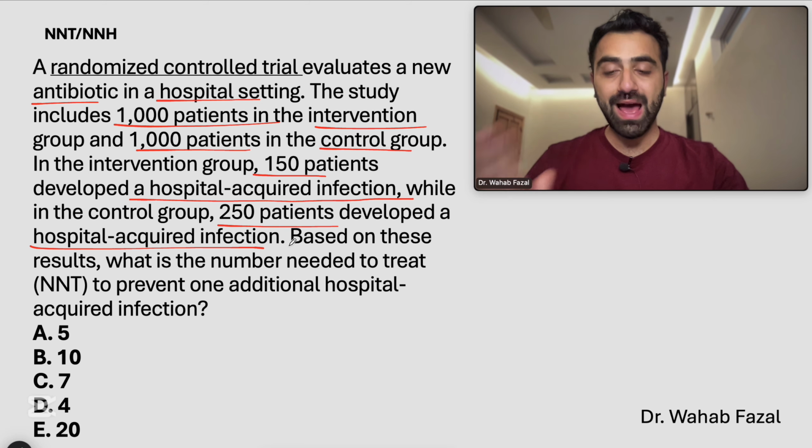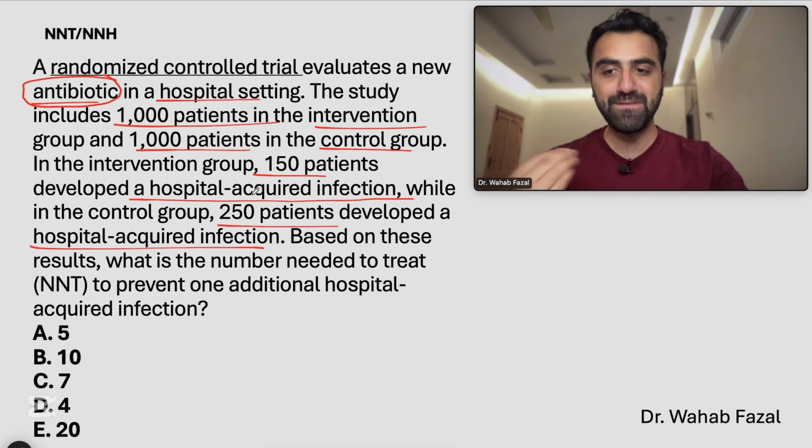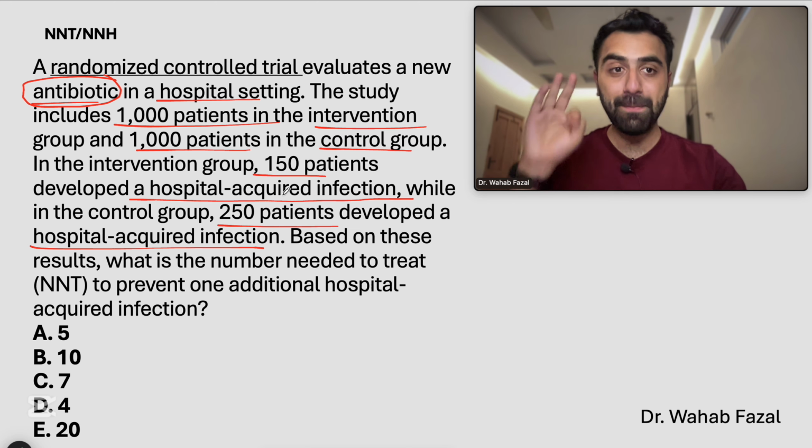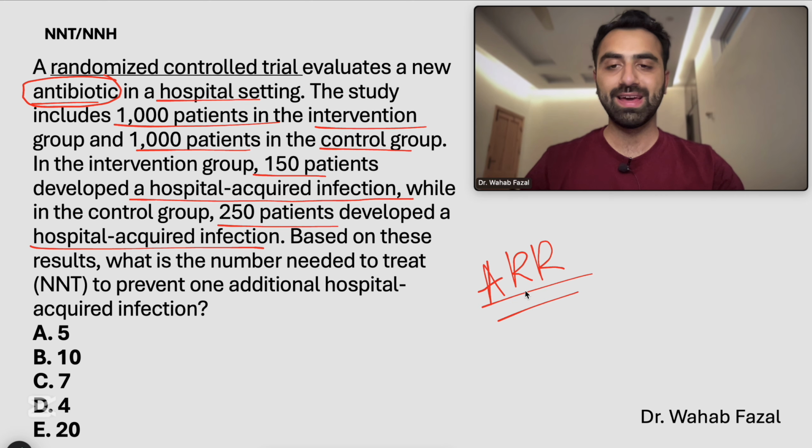So first of all, I want you to understand one thing. We are trying a new antibiotic, and we are trying to see if it reduces the chance of someone developing a hospital-acquired infection. Therefore, this is a treatment, this is a medication. What would we take? We would take absolute risk reduction. You take the value of absolute risk reduction.